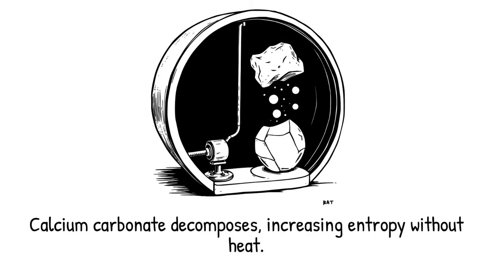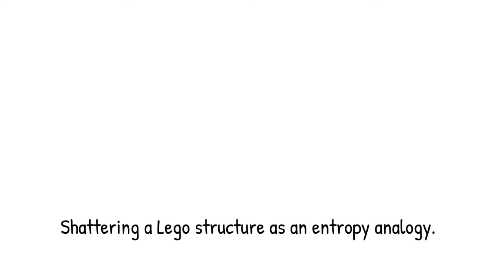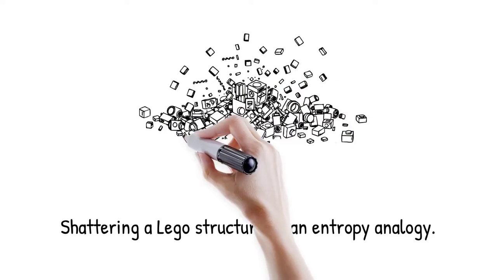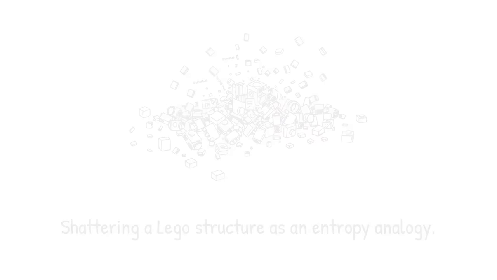Calcium carbonate decomposing to calcium oxide and carbon dioxide in an insulated bomb calorimeter increases entropy without heat transfer. It's like shattering a single Lego structure into many pieces. You haven't added energy from outside, but the possible ways to reassemble pieces skyrockets.